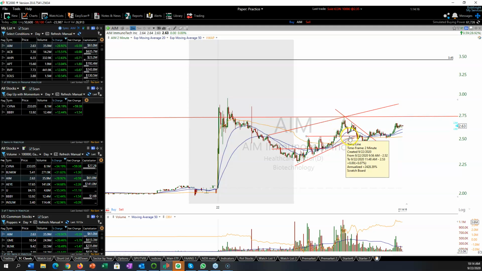You're waiting for it to pull back to 2.50. It doesn't quite pull back. So maybe you take some there, but it fails, you get 10 cents out of it. And then that's the trade.